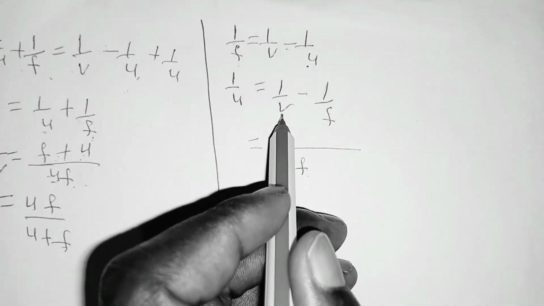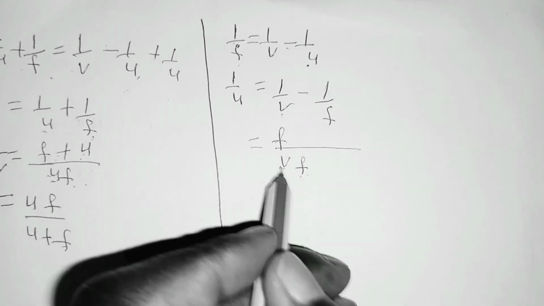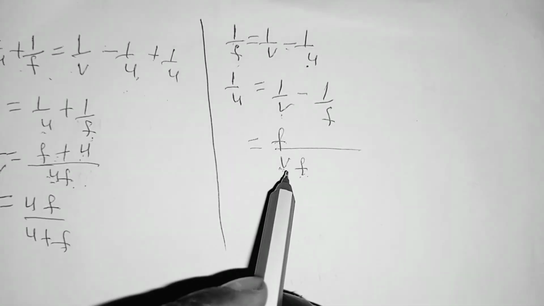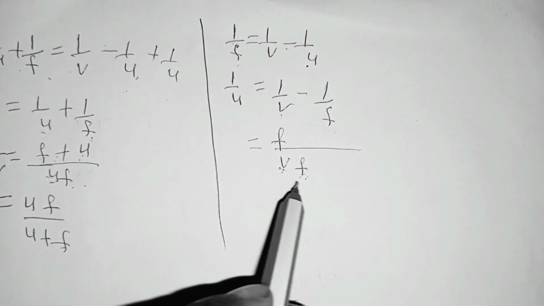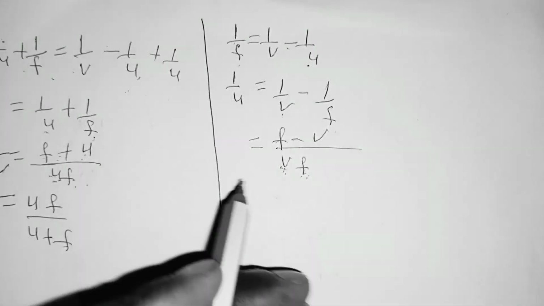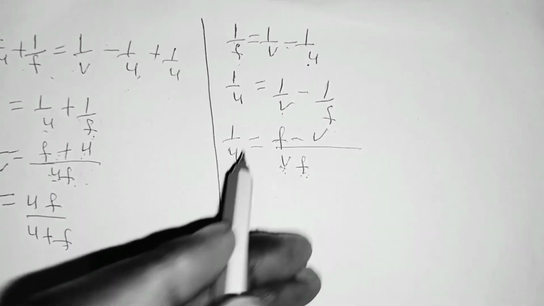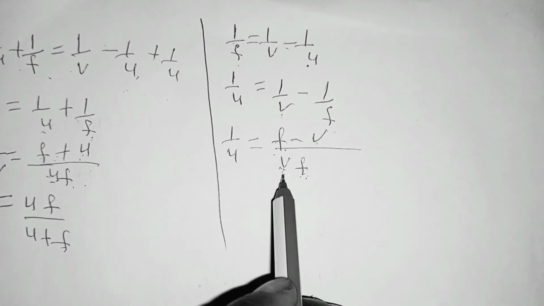VF divided by V is F. F times 1 is F. VF divided by F is V. V times 1 is V. So 1 over U is equal to F minus V divided by VF.